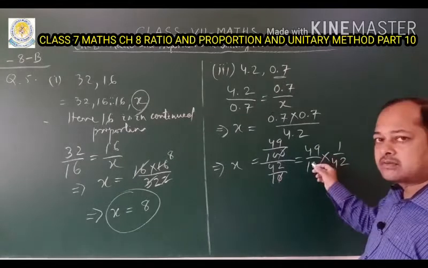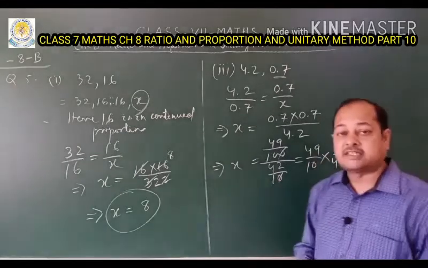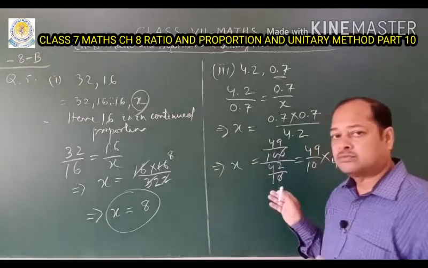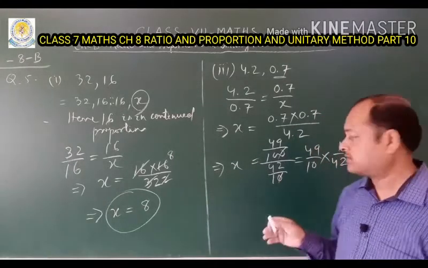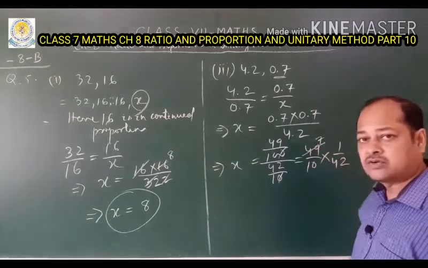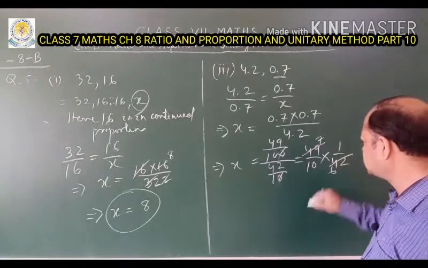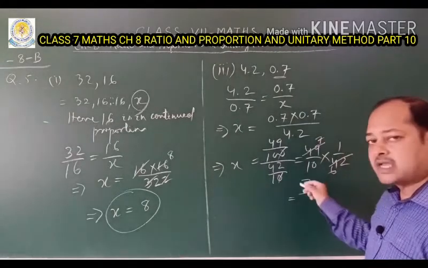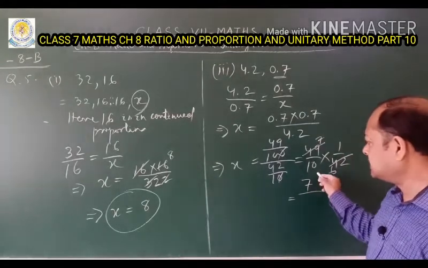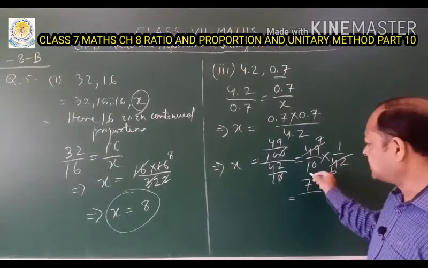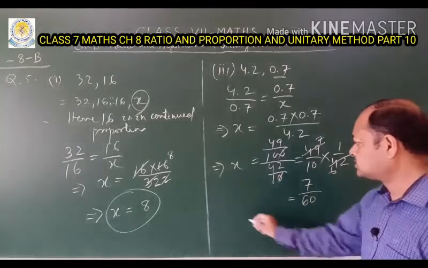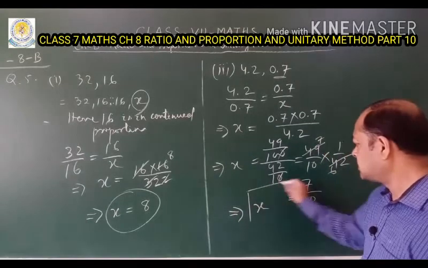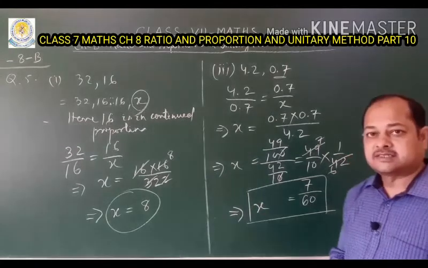Now solve 49 and 42. What is the common factor of 49 and 42? That is 7. So both numbers you can divide by 7. That is 7 sevens are 49 and 7 sixes are 42. So here in the numerator 7 is present, and in the denominator is 10 into 6. 10 sixes are 60. So the value you got is x equals 7 upon 60, which is the solution.